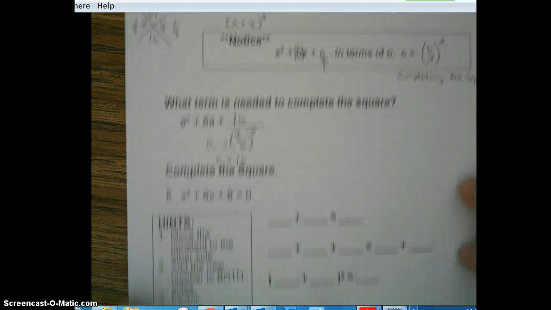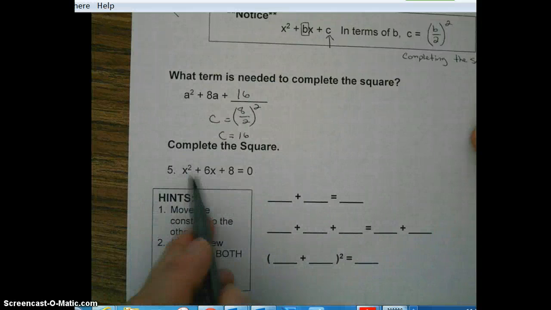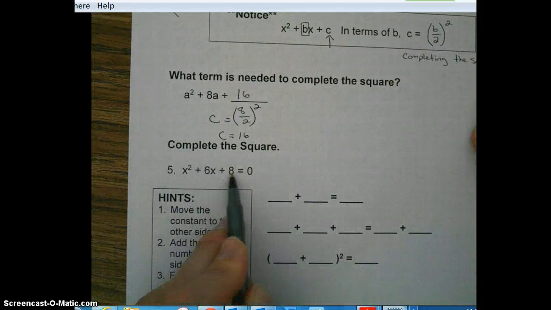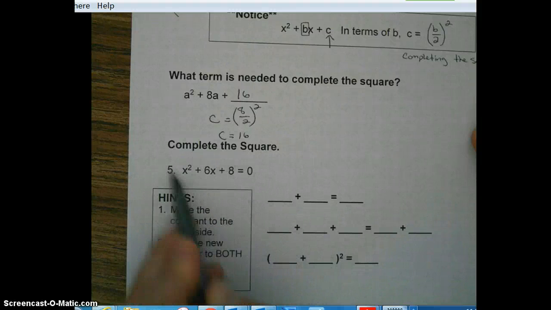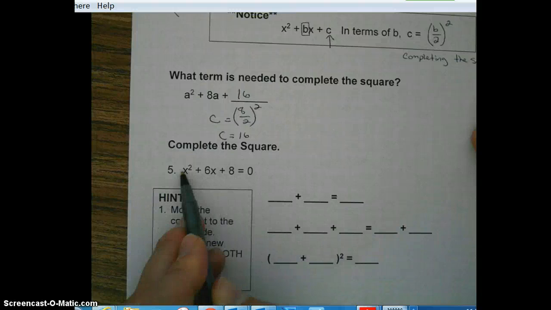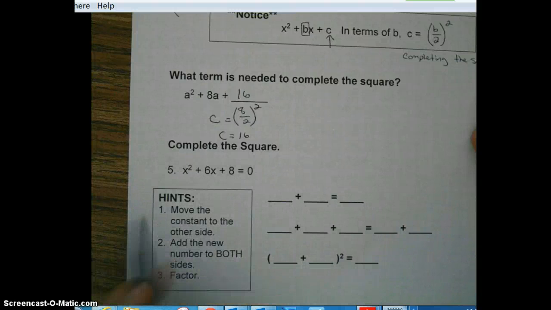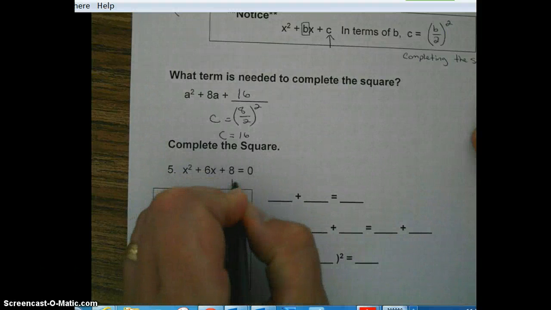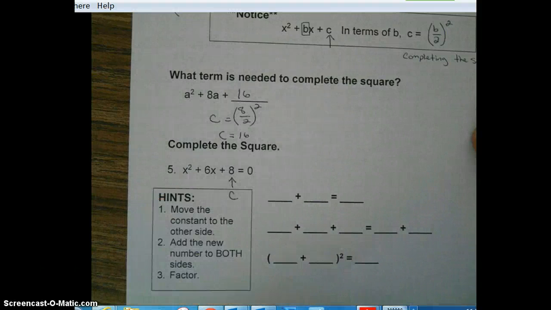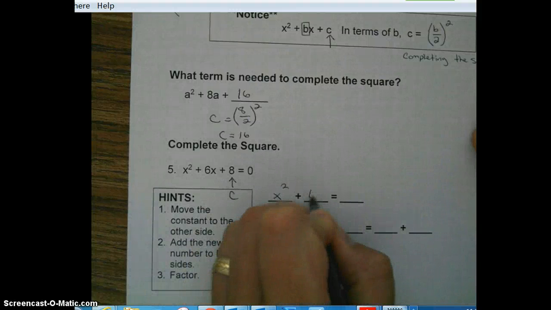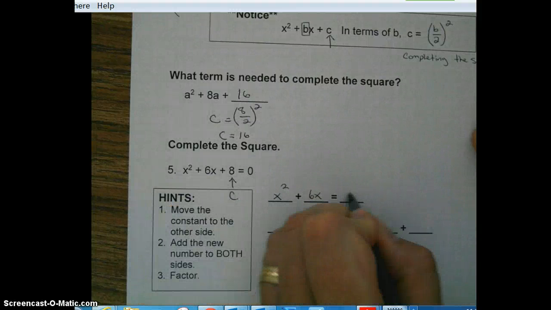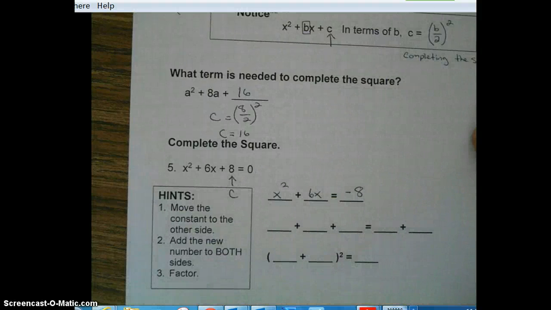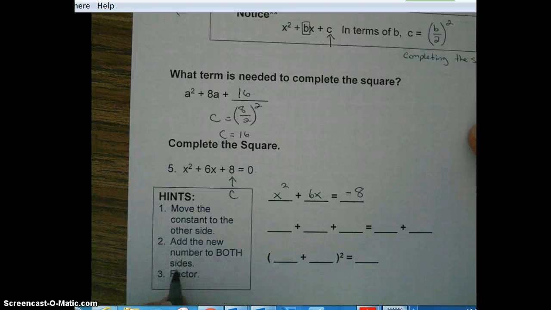Alright, now what if we start off in standard form? Now this is not a perfect square, so we want to make a perfect square out of this. To do that, we need to follow these steps. Move the constant to the other side. So here's our constant, c. We're going to have x squared plus 6x. Move the 8 to the other side, it becomes negative 8.